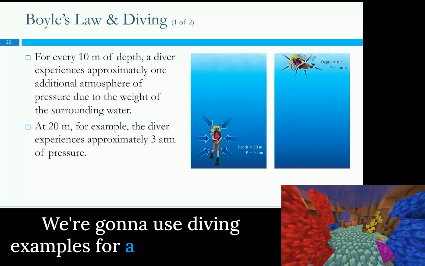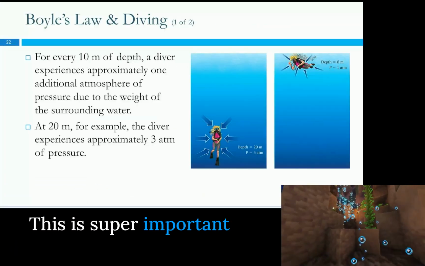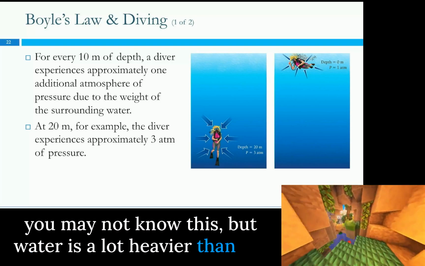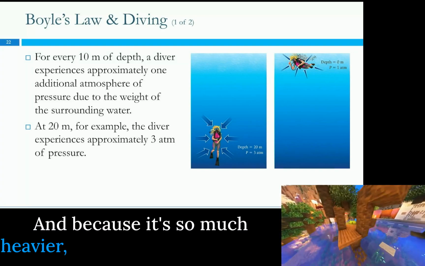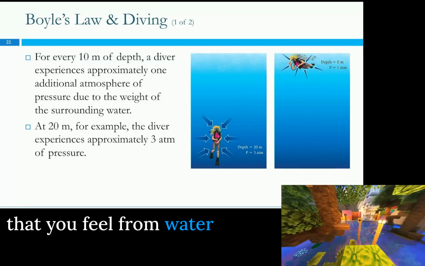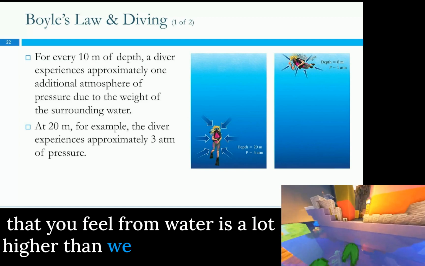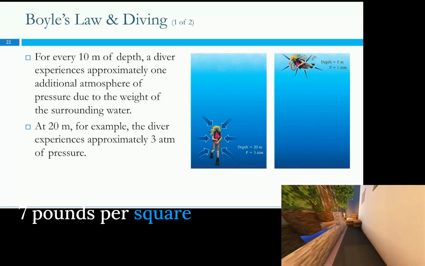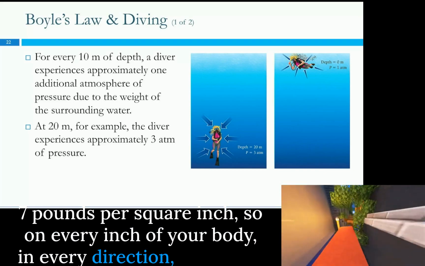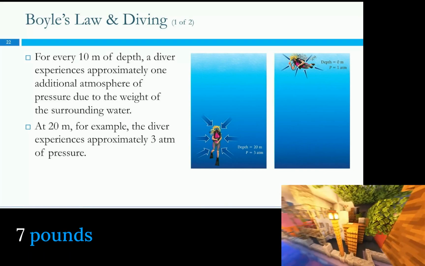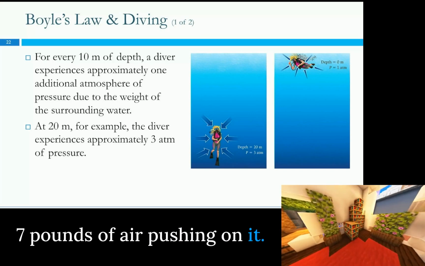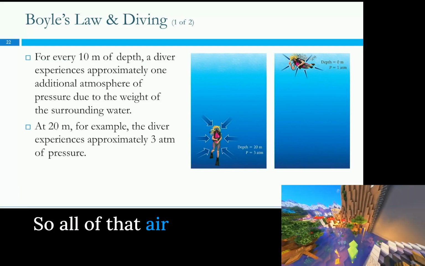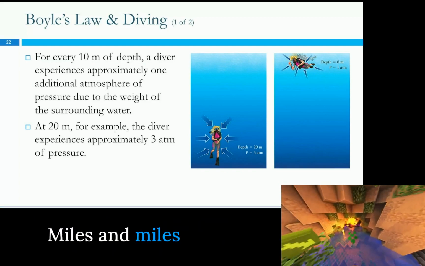We're going to use diving examples for a bunch of these. This is super important to know for diving because you may not know this, but water is a lot heavier than air. And because it's so much heavier, that means the pressure that you feel from water is a lot higher than we feel from the air. Like right now, we're all experiencing about 14.7 pounds per square inch. So on every inch of your body, in every direction, there's 14.7 pounds of air pushing on it. And that's because of all of the air between us and space. So all of that air is sitting on top of us, right? Miles and miles of air.